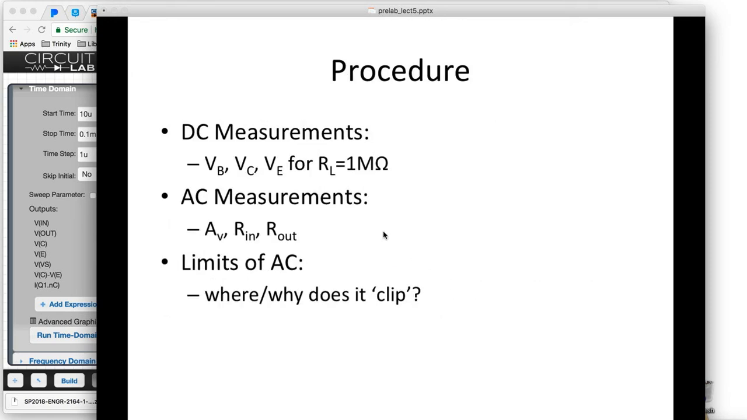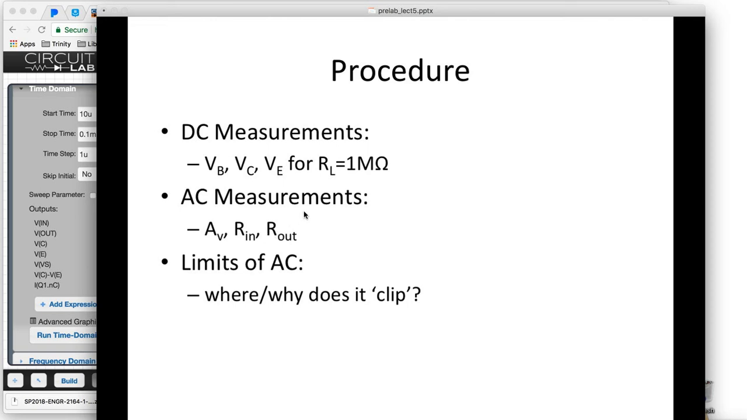Then in lab, what are we going to do? Well, we're going to do the same kind of thing. We're going to build this thing, and we're going to do all the DC measurements. We'll put a very large load resistor on there so that it doesn't really affect it. And we'll measure VB, VC, and VE, make sure it's in the active mode in DC with no signal going through it. Then we will put a small signal going through it. We'll monitor it with the oscilloscope and make sure it's a sine wave going in, sine wave going out. Then we'll measure Rin and Rout.